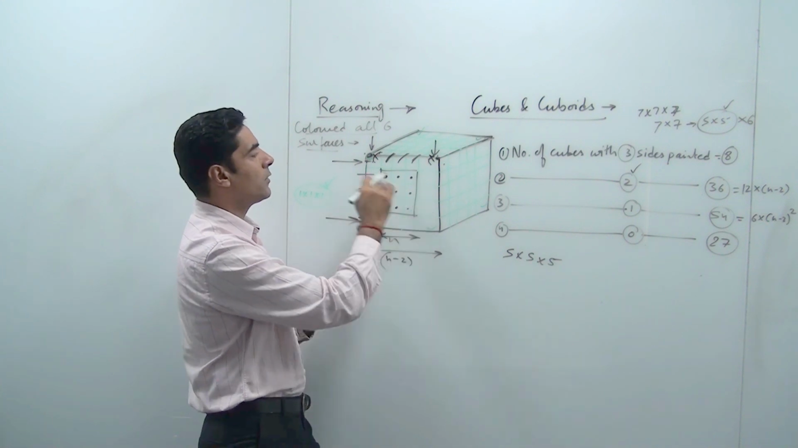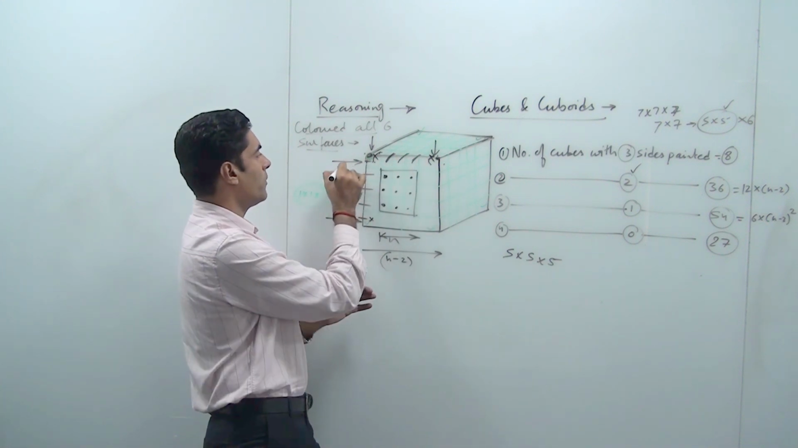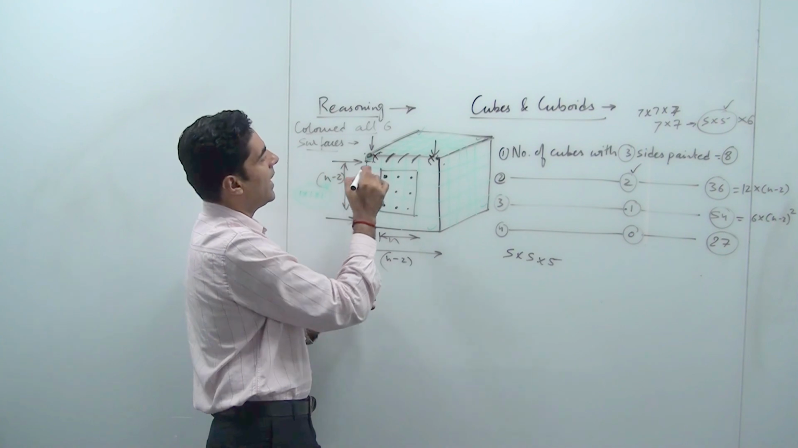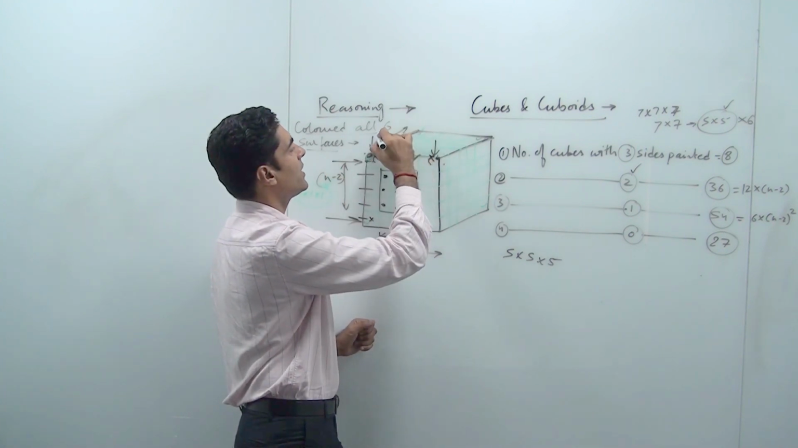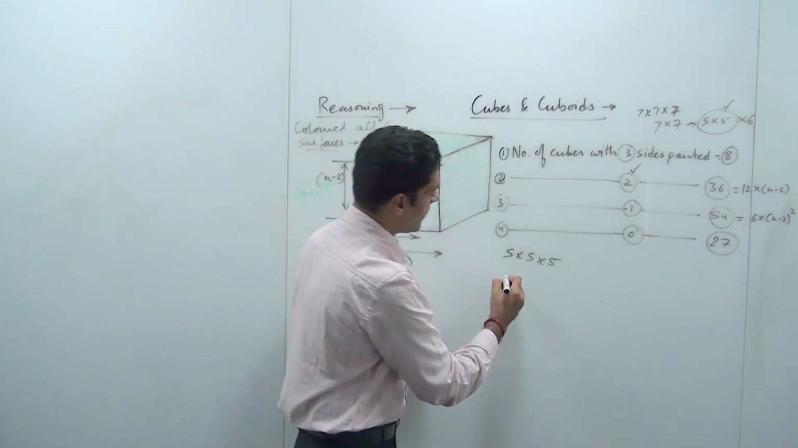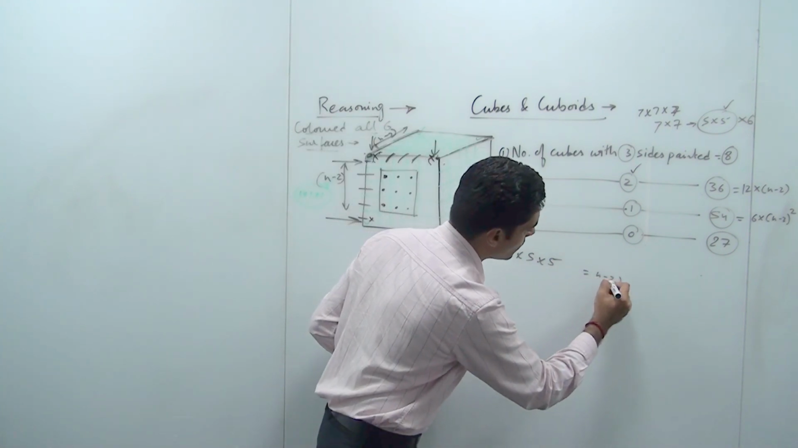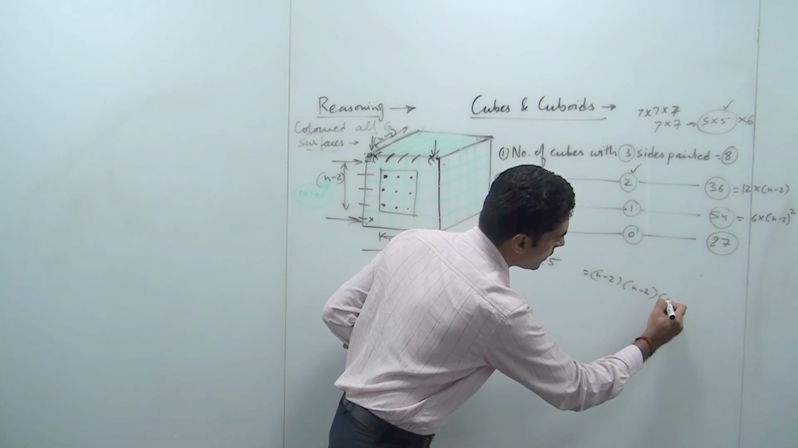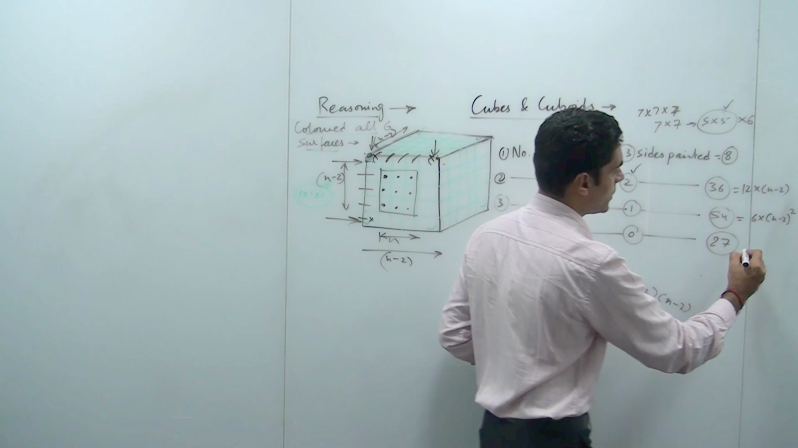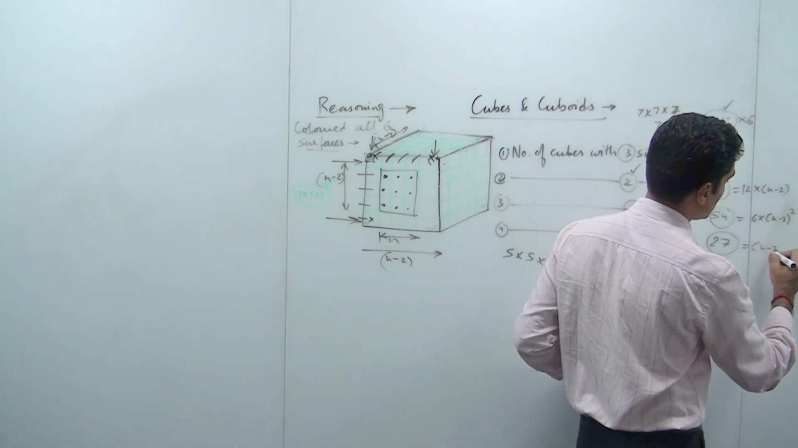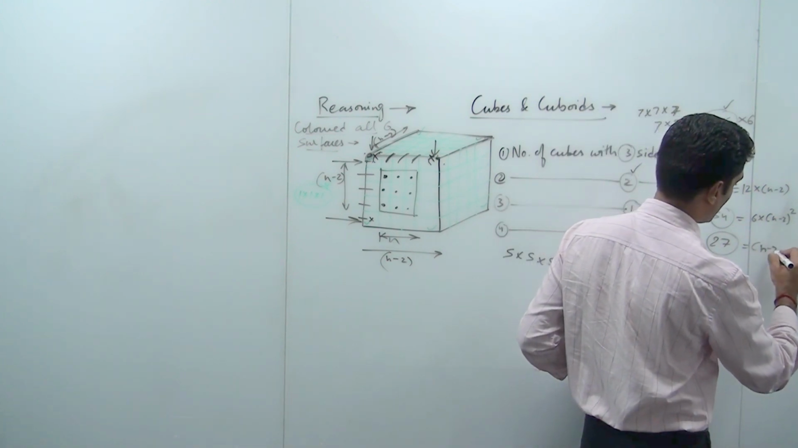Similarly, I neither want the top nor the bottom. That means what I want from here is n minus 2. And I neither want in this also the back and the front. That means what I want is n minus 2. So this will come out to be equal to n minus 2 into n minus 2 into n minus 2, which is nothing but n minus 2 whole cube. So the direct ready-made formula for this is n minus 2 whole cube.